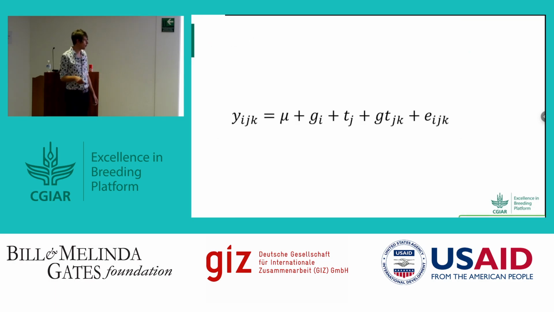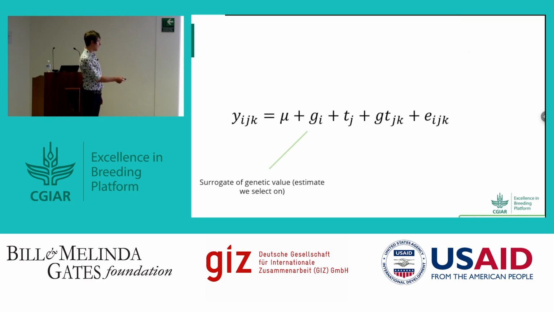So I'm going to start with an equation, and I've only got two equations in this highly statistical topic, so hopefully this doesn't get too hard, and I think these are two equations which are not too hard to understand. This is something that you're probably very familiar with. How is the phenotype that we observe in the field built up? So as breeders, what we want is to estimate this with our field trials. Our surrogate of genetic value, the estimate or the predictor we select on.